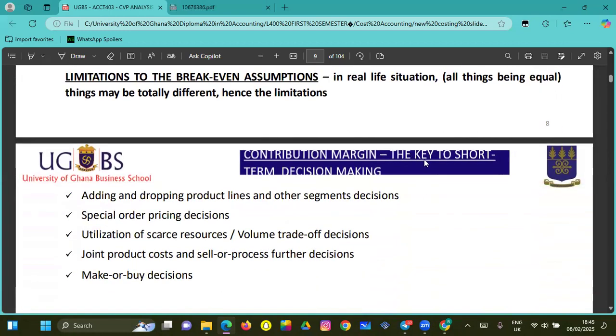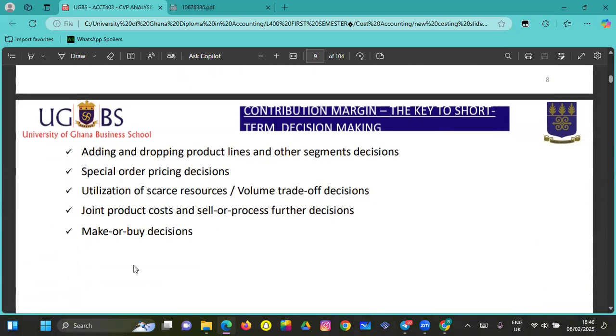So key to short-term decisions, contribution margin is key. It aids in adding and dropping product lines and other segment decisions, and special order pricing decisions. It helps in utilization of scarce resources or volume trade-off decisions. It also aids joint product cost and sell or process further decisions, and also make or buy decisions. So to tackle this soon.